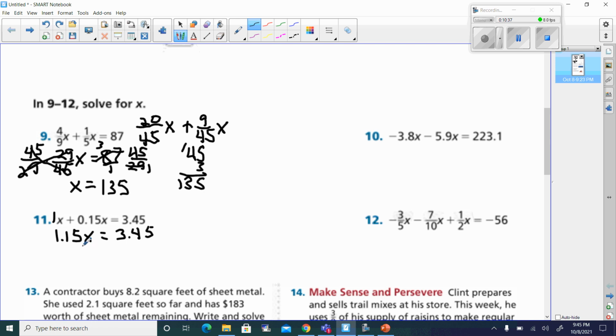To get x by itself, I will divide 1.15 away from here. This doesn't take too much mathematical knowledge to realize that 1 times 3 is 3, and 0.15 times 3 would be 0.45, so I already know where this is going. When I divide by 1.15, I'm going to get 3. So x is going to equal 3.